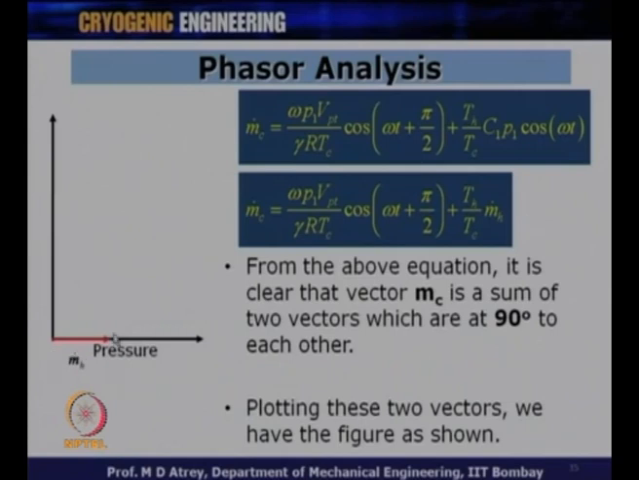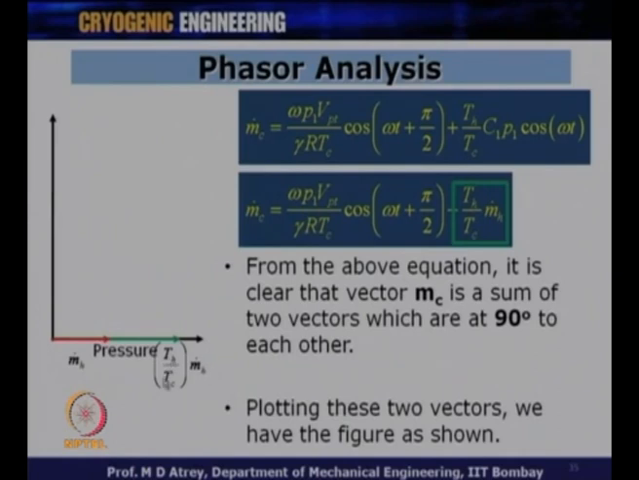This is my m dot h, which is in line with pressure. But what is the amplitude of this? Th by Tc into P1. This is my axis over here. So, I will get Th by Tc into m dot h. This is my pressure axis on which m dot h matches. They are in phase. The amplitude of this vector is Th by Tc into m dot h.